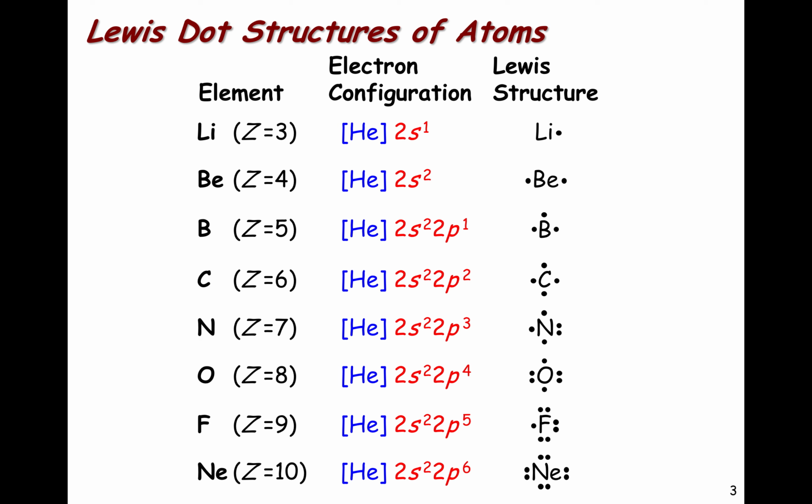And then for oxygen there are 2 pairs and 2 single dots. For fluorine, there are 3 pairs and 1 single dot. And then finally, with neon, we have a closed shell with the 8 valence electrons forming 4 pairs of dots. This is a very stable electron configuration. Of course, this is a Lewis dot structure that will also be something that you will see quite often.